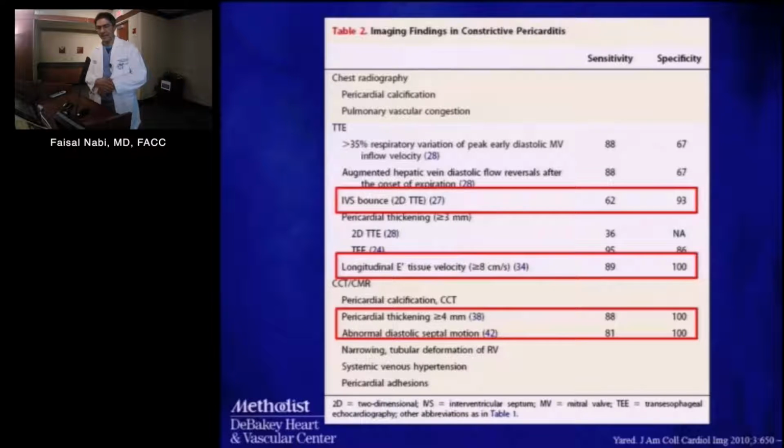Now, this was just a slide about which test is most sensitive and which test is more specific. I try to remember the specific ones. So specific ones for constriction: in this study, if you see pericardial thickening greater than 4, that's very specific. If you saw abnormal septal diastolic motion, that's specific. As well as having a preserved annulus paradoxus, or a preserved E prime at the septum greater than 8, is also very specific.